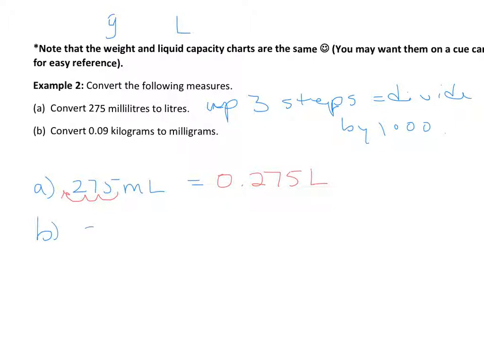In question B, I've got 0.09 kilograms, and I want to go to milligrams. Well, from kilograms to milligrams, I'm going down 3 steps. So I'm going to move the decimal place 3 spaces. So I'm moving the decimal place 1, 2, I'm going to need to add a 0 at the end to give me space to move it once more, 3 spaces. So I end up with 90 milligrams.